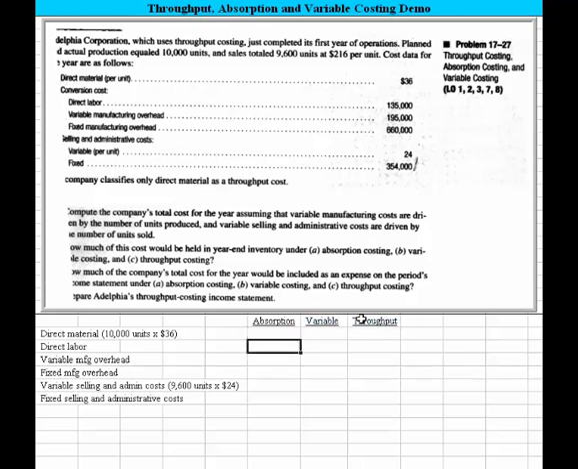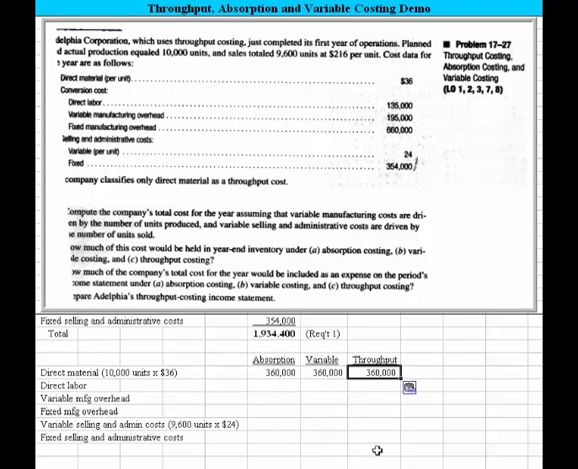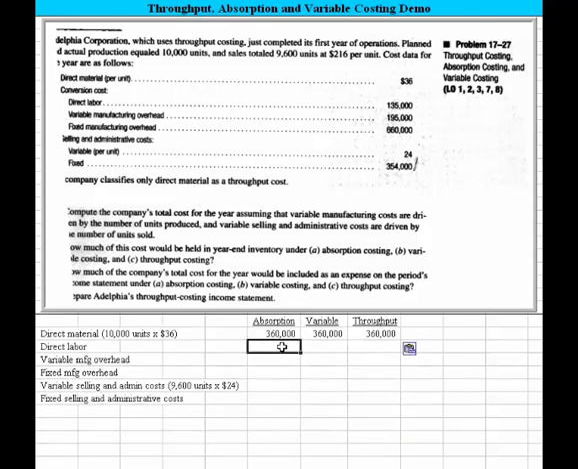We'll look at under these various ways. In all of these cases, it's exactly the same, right? 360. So we should be able to copy and paste that right here. I know you can't see that, so let me slide back up where you can see. So that's exactly the same. Now, direct labor, the 135, applies under absorption and variable, but not under throughput costing.